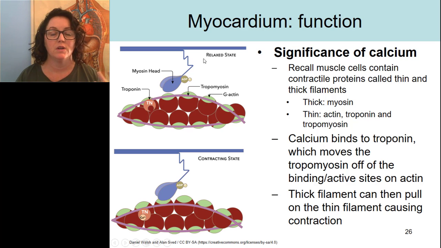This is what it looks like in the relaxed state, and this is what it looks like in the contracted state. Notice that the calcium is bound to troponin, and that's moved the troponin, which has moved the tropomyosin off the binding sites on actin, and now myosin can grab onto the actin and pull.